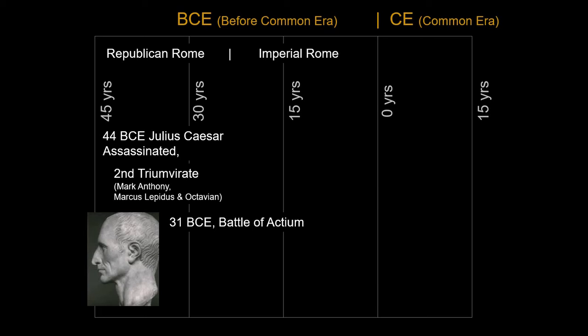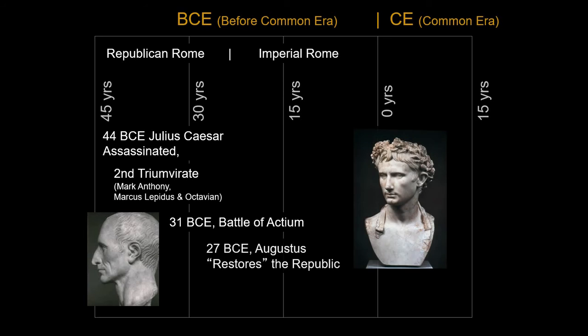But he's smart. He knows he can't do this the way Julius Caesar did. His uncle grabbed all the power, and this immediately created enemies. So he does something very clever. He says, hey, guess what? I'm going to restore the Republic. And he says, I'm not going to seize power. I'm going to give it back to the people.